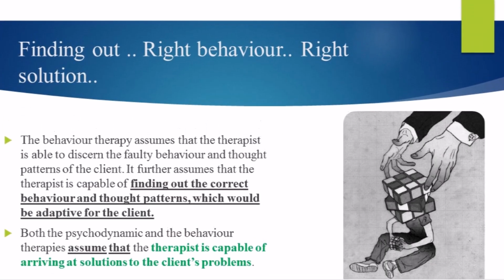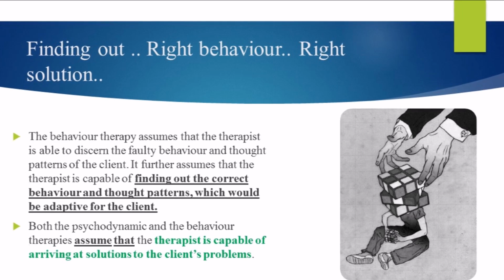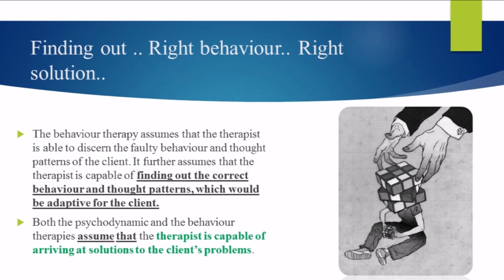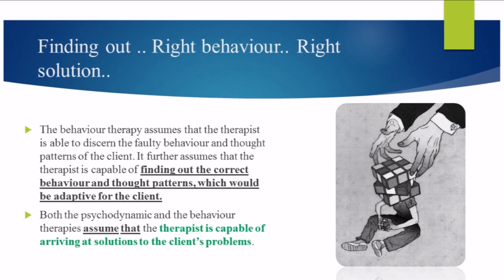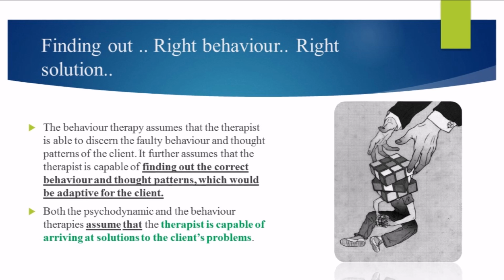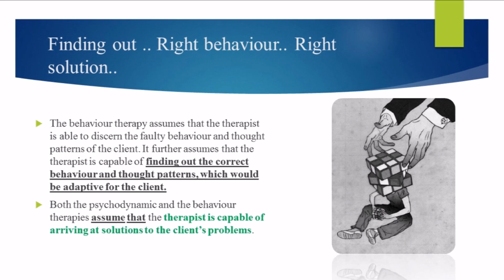Finding the right behavior and the right solution. In behavior therapy, it is assumed that the therapist can discern the faulty behaviors and thought patterns of the client. The therapist's job is to find the correct, adaptive behaviors and thought patterns that would be more beneficial for the client. It's also assumed that the therapist is capable of arriving at solutions to the client's problems.